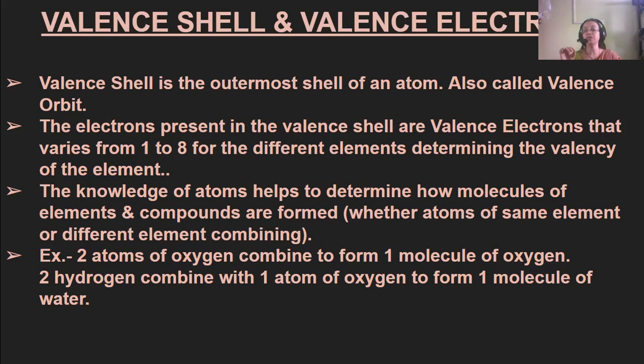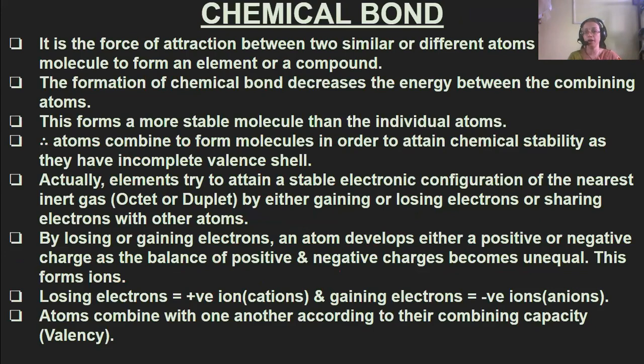Then the knowledge of atoms helps to determine how molecules of elements and compounds are formed, whether by atoms of the same element or of different elements combining. For example, 2 atoms of oxygen combine to form 1 molecule of oxygen, and 2 hydrogen atoms combine with 1 oxygen atom to form 1 molecule of water. Next is chemical bonding.